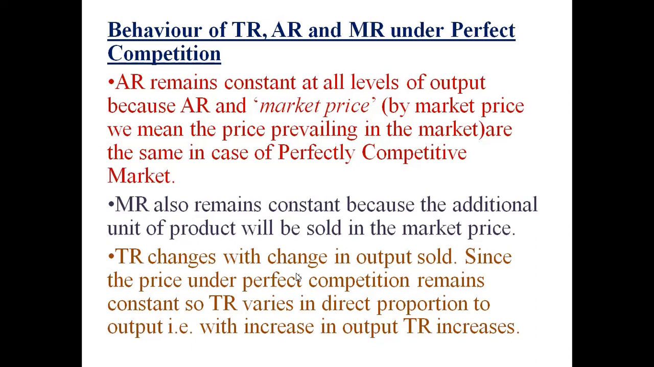Now, perfect competition is a hypothetical situation, because it doesn't exist in real life. It is a type of market condition in which homogeneous goods are sold. By homogeneous goods, we mean goods which are of the same size, quantity, quality, and the price will also be the same. That is the type of market which is known as perfect competition.